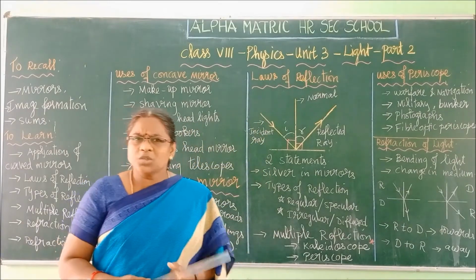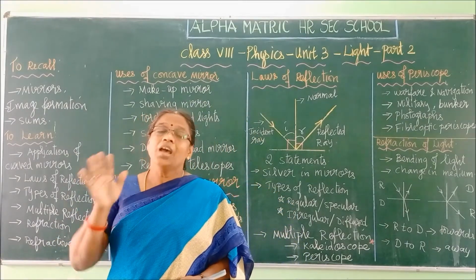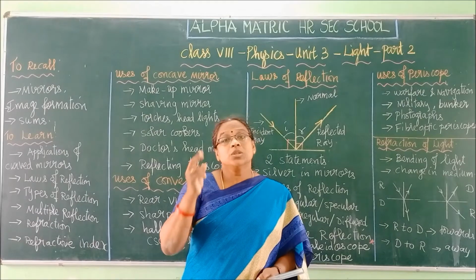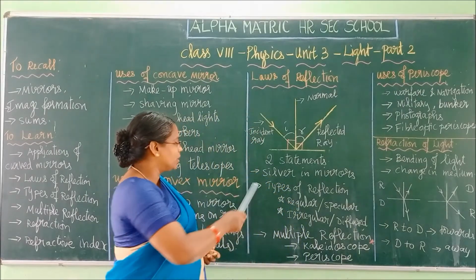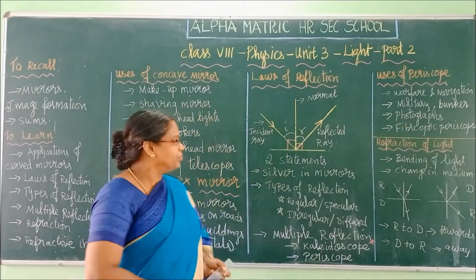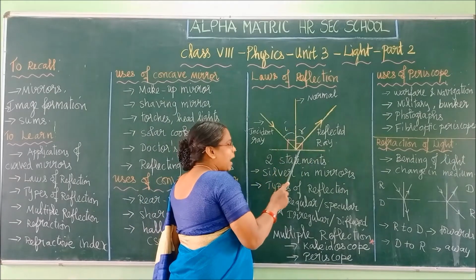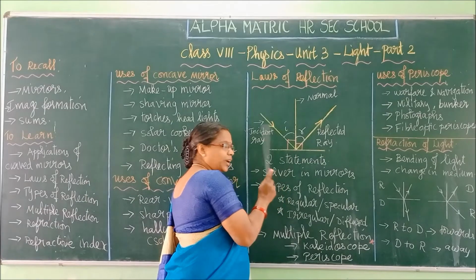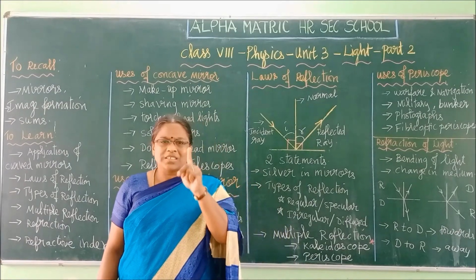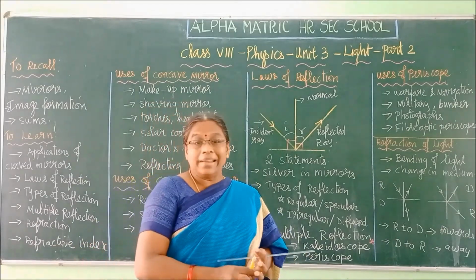So laws means what? Scientists state a universal truth statement which has been verified and experimented, and those statements are called laws. Okay. So there are two laws. It is in your book, though I have not written it on the board; I will explain it now. In reflection, the incident ray, the reflected ray and the normal at the point of incidence, at this point, all lie in the same plane. Okay. So this is the first law. This is an experimentally verified truth, so that's why it is called a law.